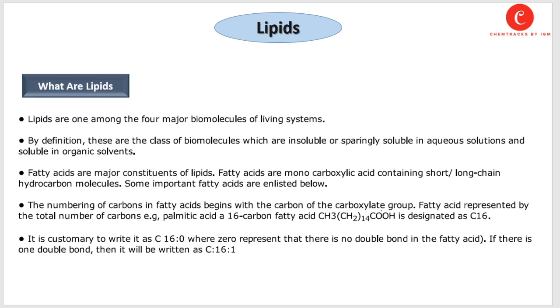Fatty acids are monocarboxylic acids containing short and long chain hydrocarbon molecules. The numbering of carbon in fatty acid begins with the carbon of the carboxylate group. Fatty acids are represented by the total number of carbons, that is palmitic acid, a 16 carbon fatty acid, and its formula is CH3(CH2)14COOH. This is basically the carboxylate group, and it is designated as C16, meaning it contains 16 carbon atoms in the chain. It is customary to write it as C16:0, where 0 represents that there is no double bond in the fatty acid. If there is one double bond, then it will be written as C16:1.